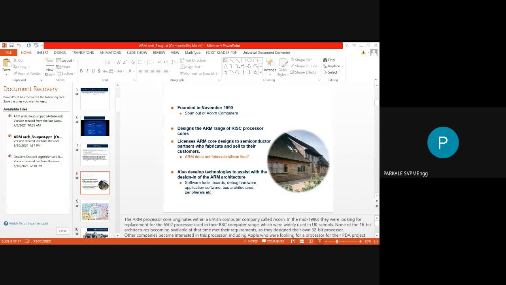So right now, ARM develops different technologies to assist with the design of the ARM architecture. That means ARM is designing different software tools, development boards, debug hardware, application software, bus architectures, and peripherals. So it is not only designing the processor, but a lot of other things.